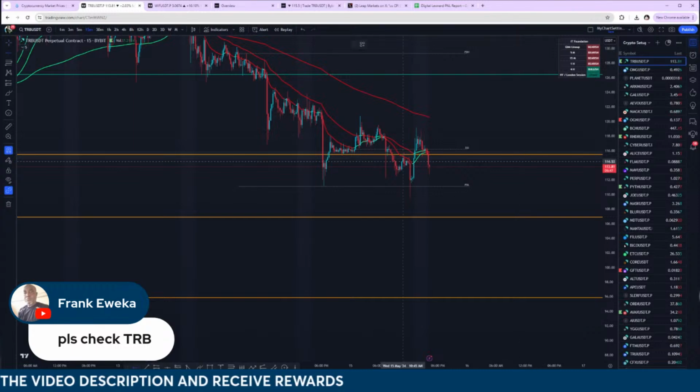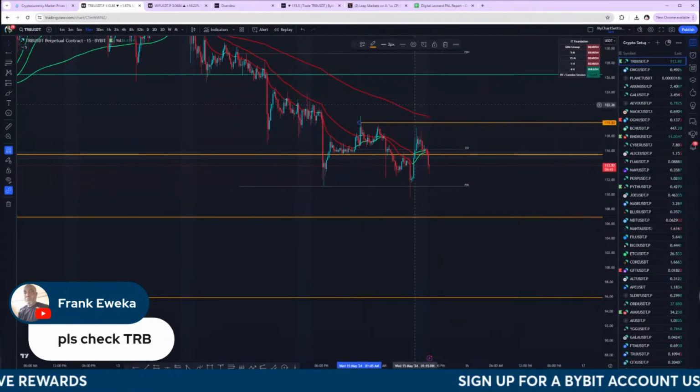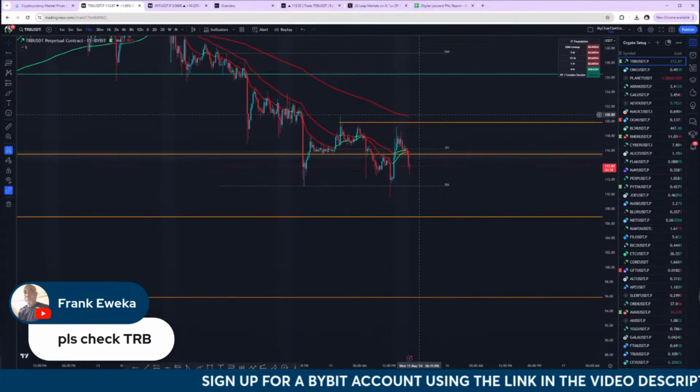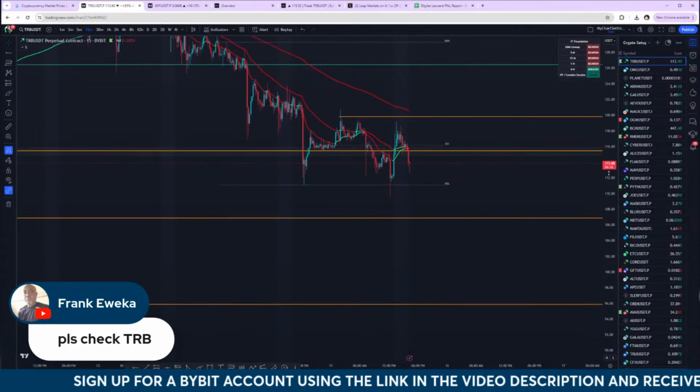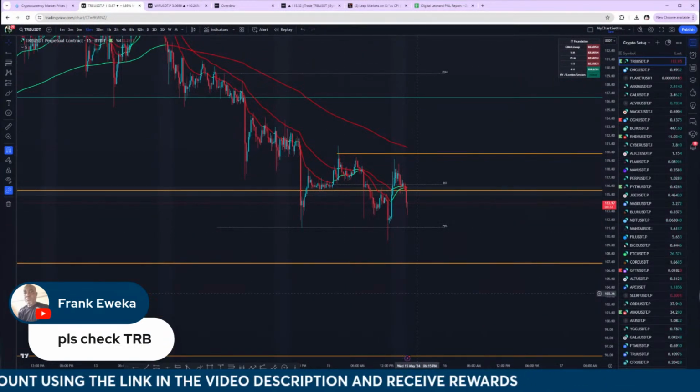Once we don't reclaim this level here, once we don't reclaim that level of $120 to the upside, it's a short for me. It's a continuous short for me.